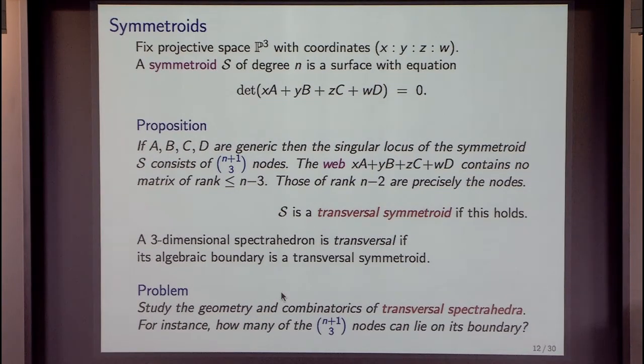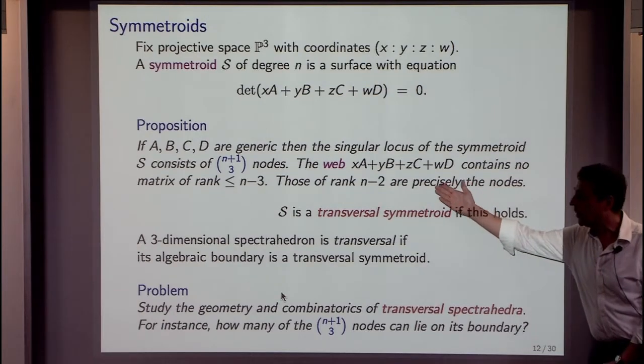So the problem, therefore, is to study the geometry and combinatorics of the general case. In this talk, I'd like to talk about the general case, transversal spectrahedra. So for example, how many of the n plus 1 choose 3 nodes can lie on the boundary? That problem is interesting for applications because these are the low-rank solutions.